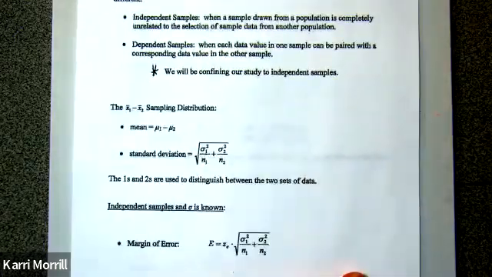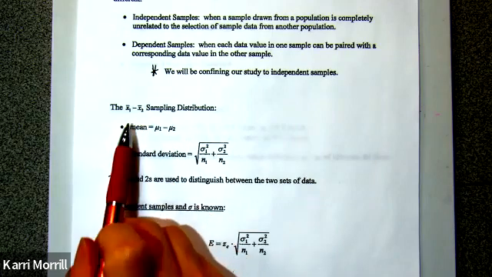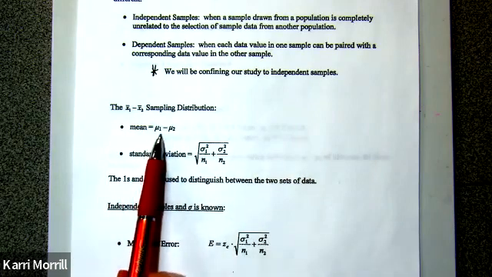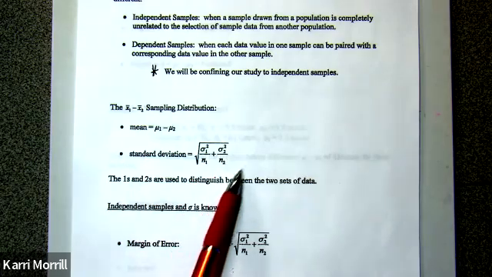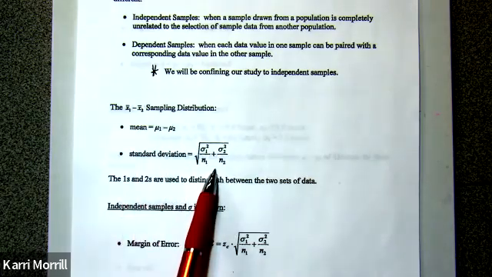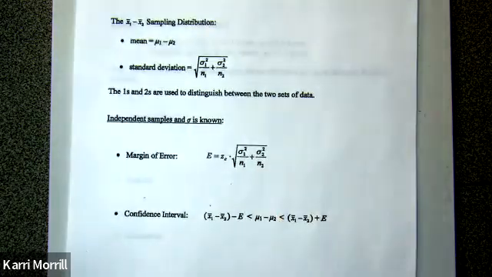So your x1, x2, like I said, the ones and twos, it's just good to understand that it looks all really similar, but it just means the first set of data and the second set of data. Everything else should look familiar to you in terms of symbols. So the ones and twos are just to distinguish between the two sets of data.